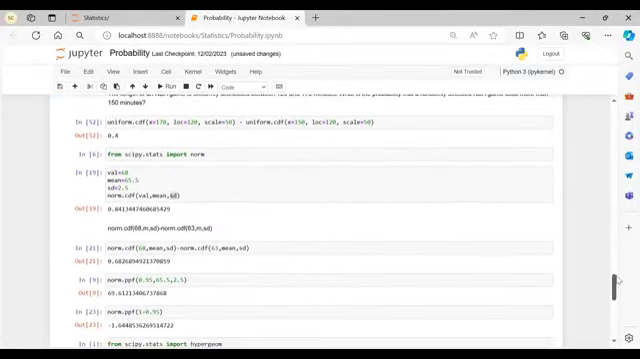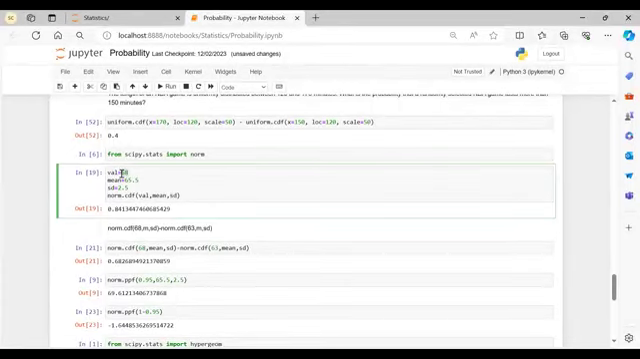Okay, so I'll check on that uniform distribution. If we have to find out the probability of a particular range, then we will go with this CDF function. So here I want to find out the probability of having a number as 68 or less than 68. So I'm passing that number, and I'm providing the mean and standard deviation.